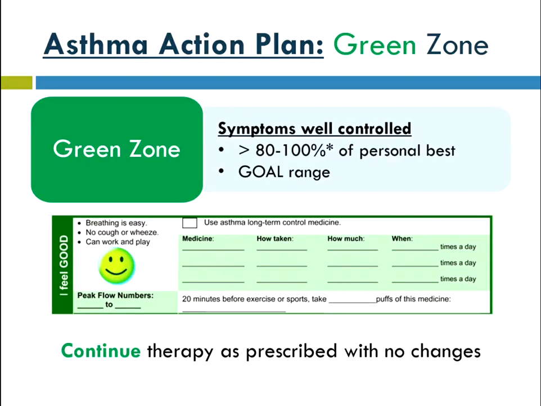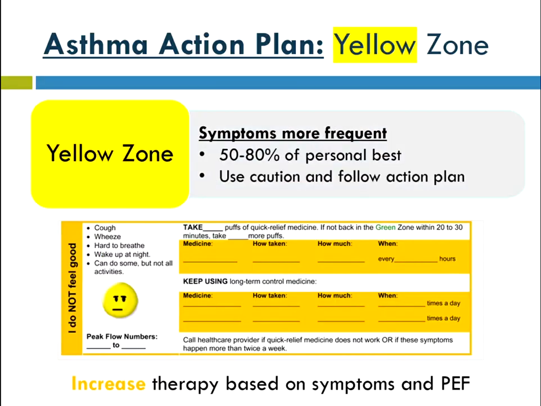So, green zone, 80 to 100% of their best. We're going to continue the therapy as prescribed. We're not going to make any changes. Okay. On this part of the chart, it also gives them some examples of what the green zone may feel like. So breathing is easy, there's no coughing or wheezing, they can work and play as normal. So we're going to put the instructions on there, but we'll do that as a knowledge check.